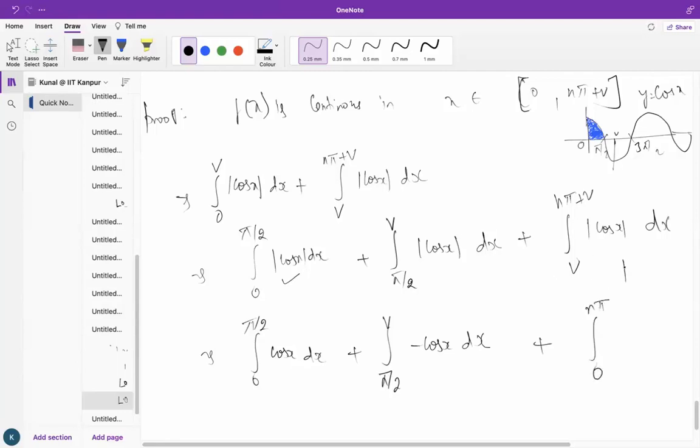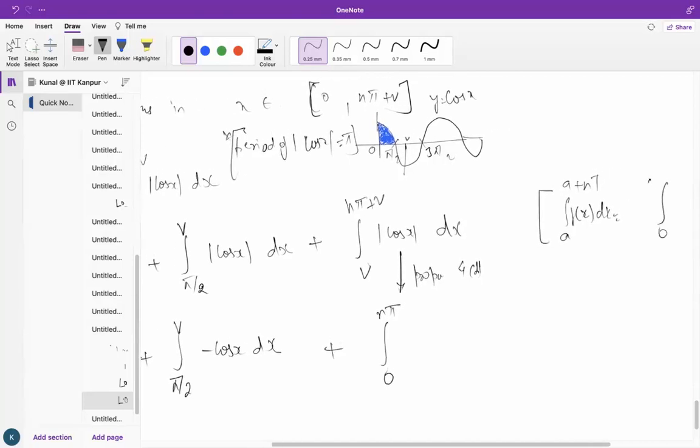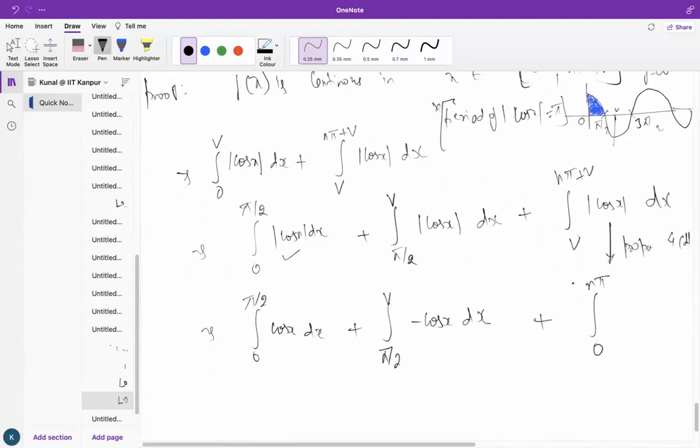We are using the property 4D here for this, right? A to A plus nT. Let me rewrite here what I'm using. We are integrating from A to A plus nT, and we know the period of the function. The period of mod of cos x is nothing but pi. Okay, you have to know that. So we are using this property, so we can rewrite the integral of f(x) dx as n times the integral from 0 to T of f(x) dx, right? So I am just doing that.